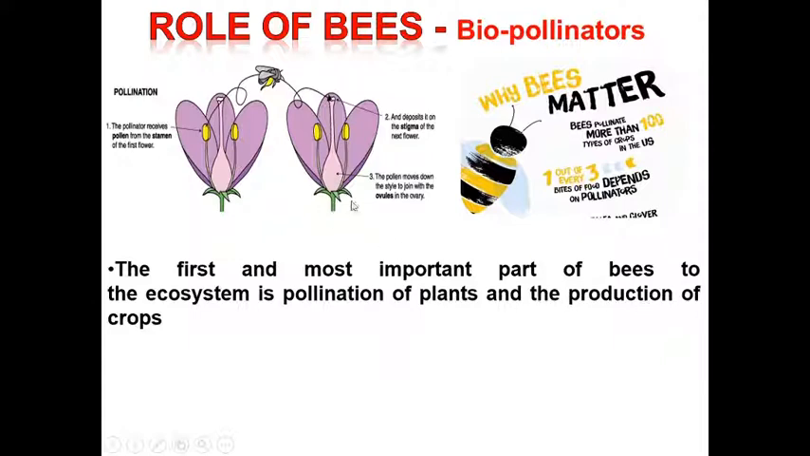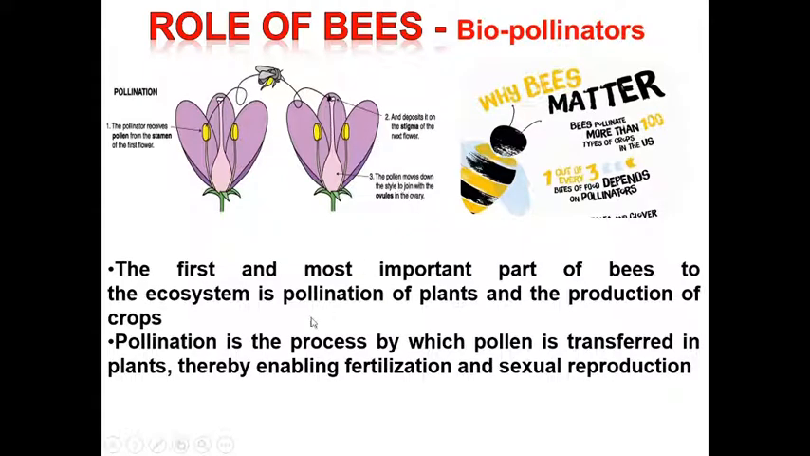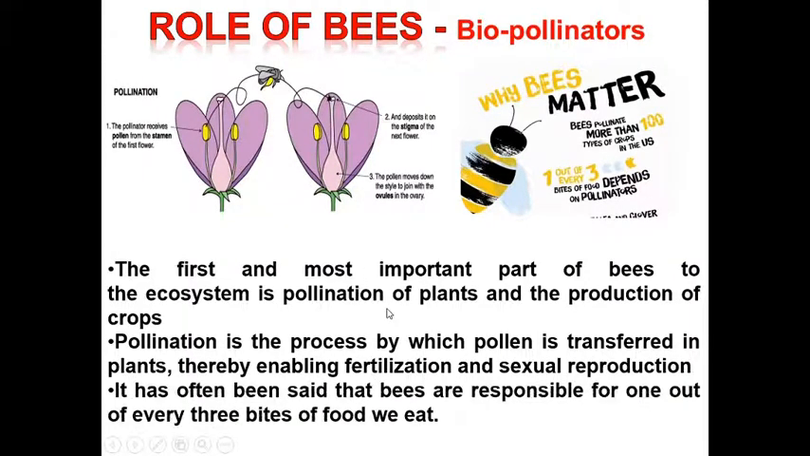The first and most important part of the bees in the ecosystem is pollination of plants and production of crops. As you know, pollination is the process by which pollen is transferred in the plants, thereby enabling fertilization and sexual reproduction. It is often said that these bees are responsible for one out of every three bites of food we eat. Every day we are taking different types of foods, and every third bite of the food we eat is given by these bees.